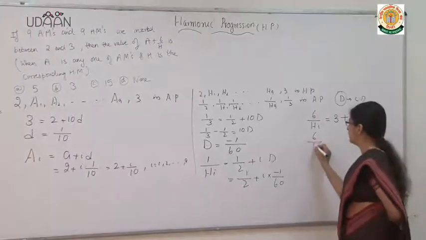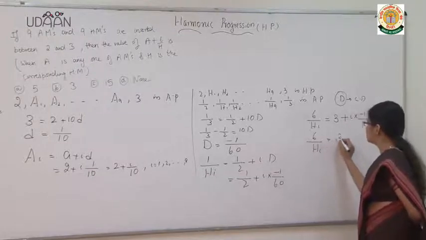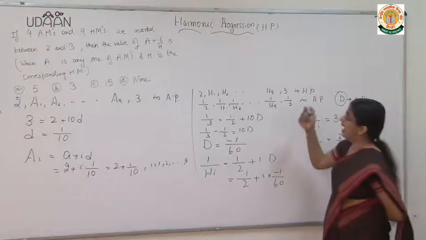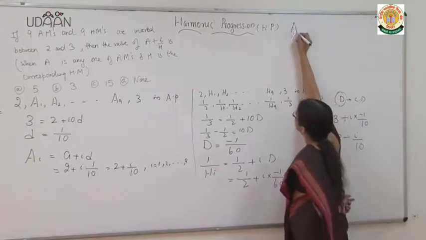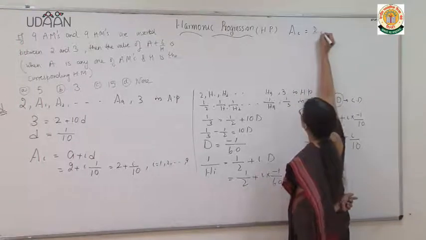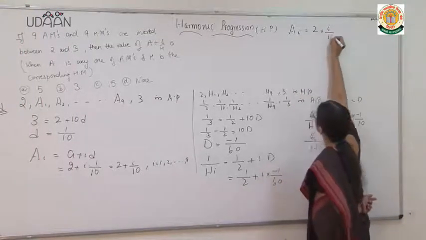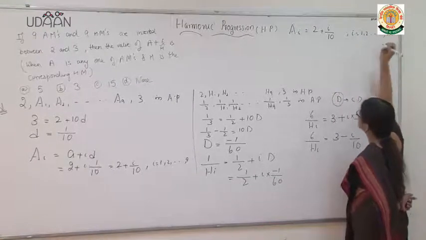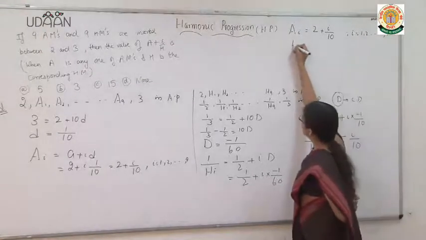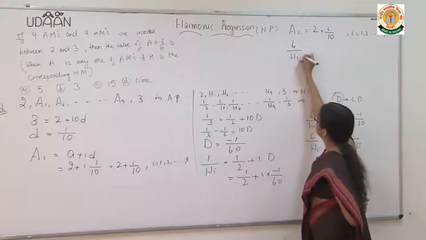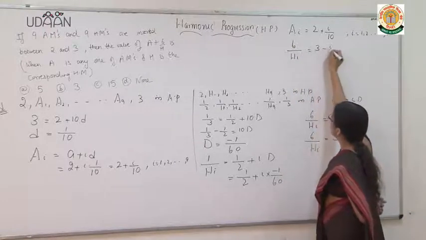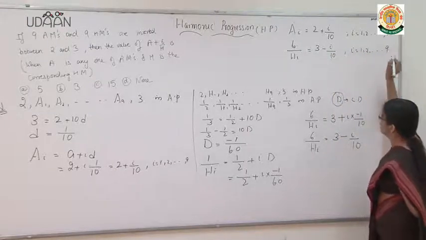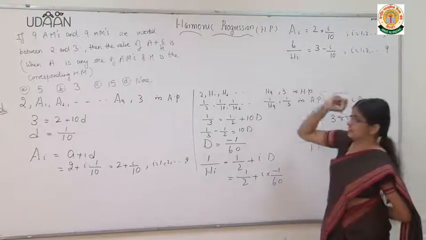So 6 by HI equals 3 minus I by 10. Now we have these two values: AI equals 2 plus I by 10, where I equals 1, 2, 3, etc. up to 9, and HIs are given by 6 by HI equals 3 minus I by 10, where I equals 1, 2, 3, etc. up to 9. Let's read the question once.